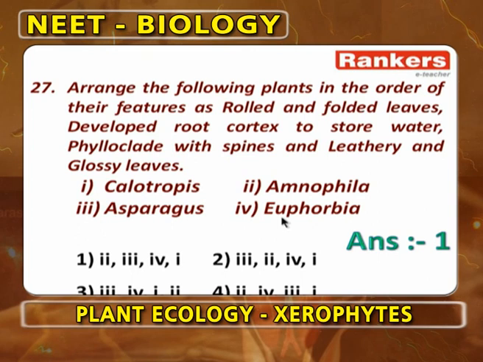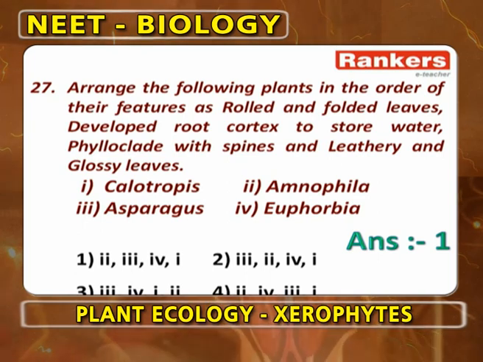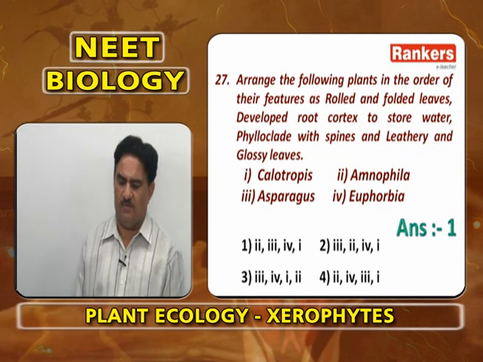Phylloclad with spines is Euphorbia. Euphorbia sometimes shows phylloclad-like structures with spines. And leathery and glossy leaves is Calotropis, where the light is glazed. So, the answer is 1, 2, 3, 4, 1.